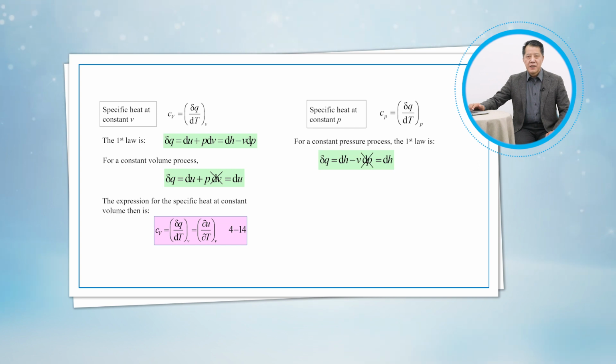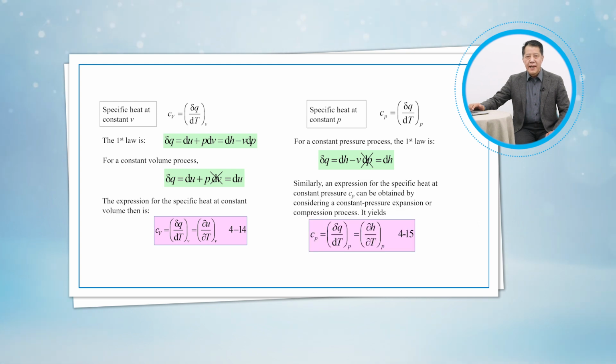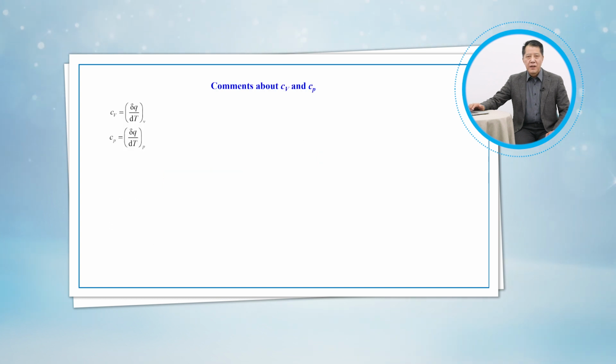By definition, the specific heat at constant pressure is. Similarly, an expression for the specific heat at constant pressure, Cp, can be obtained by considering a constant pressure expansion or compression process. It yields equation 4-15. There are some comments about Cv and Cp. Note that Cv and Cp are expressed in terms of other properties. Thus, they must be properties themselves.